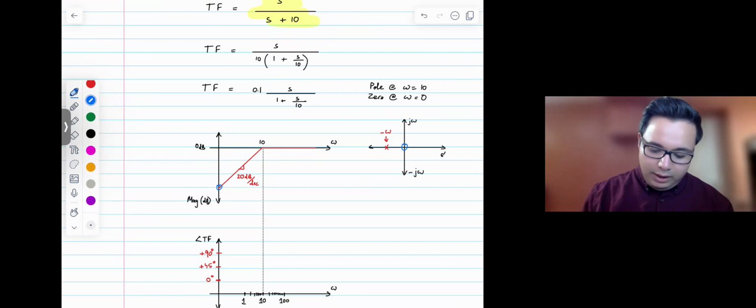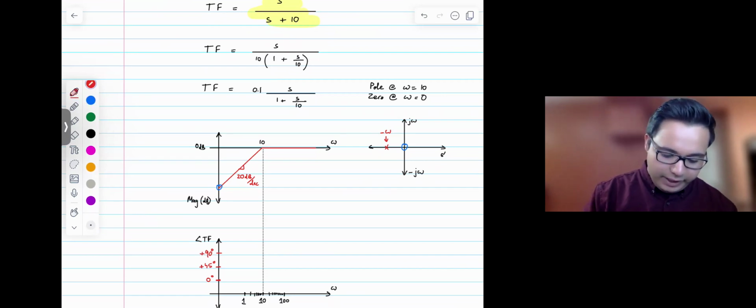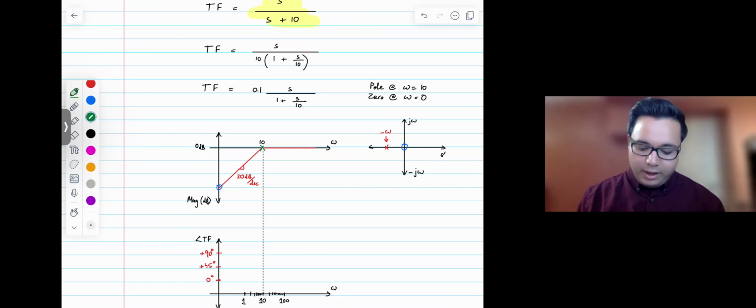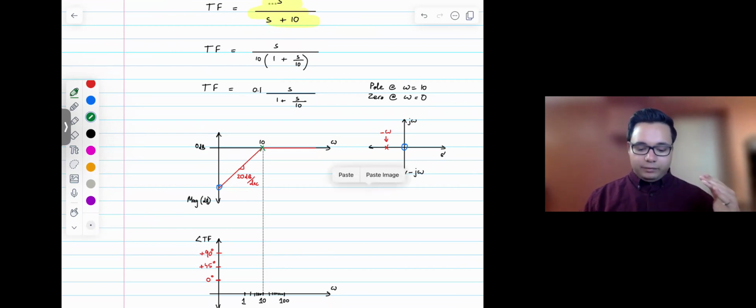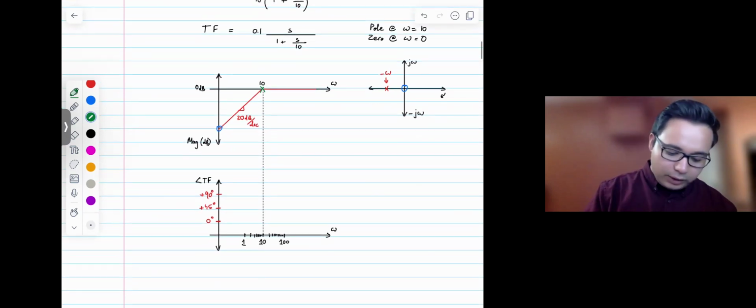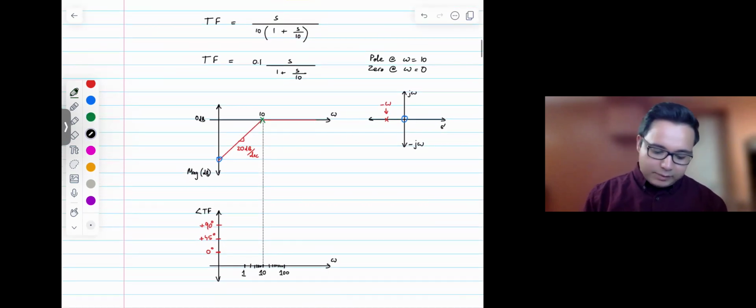So that's what the gain plot would look like. There's a zero right at the beginning, and then we have a pole at omega of 10. From right after 0 we see a 20 dB per decade rise until we hit the pole, and then the gain flattens out. So pretty straightforward. And let's look at the phase plot.